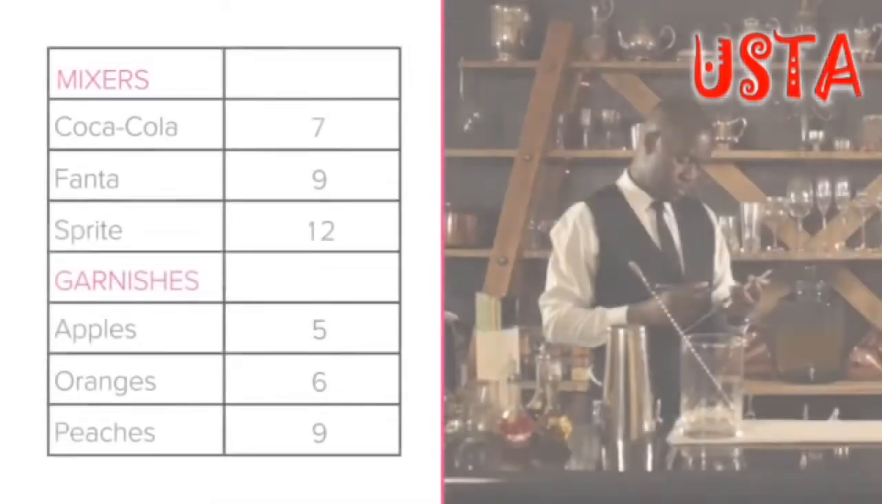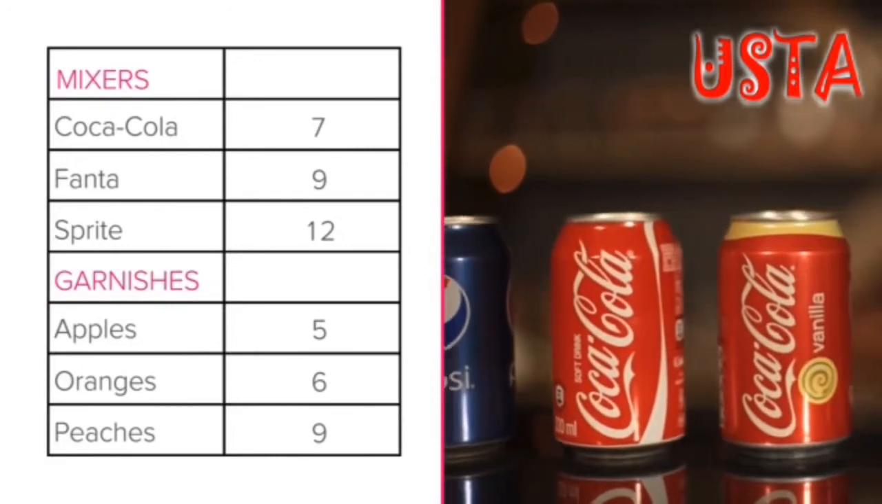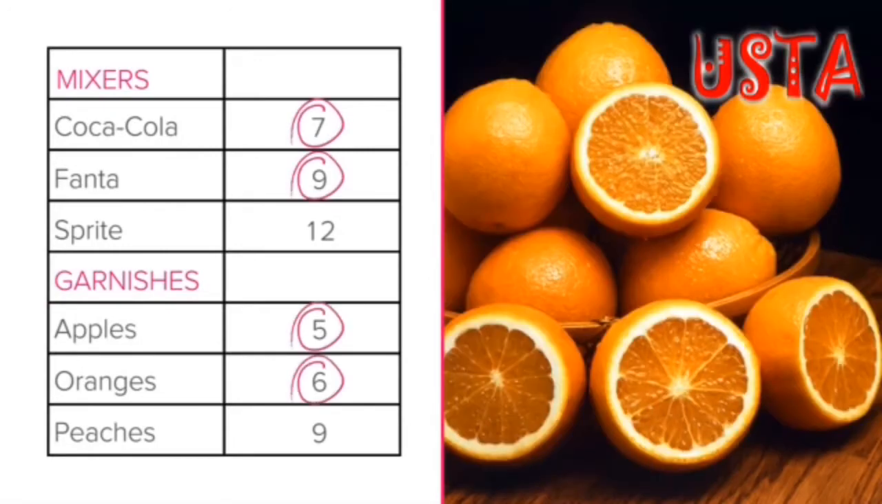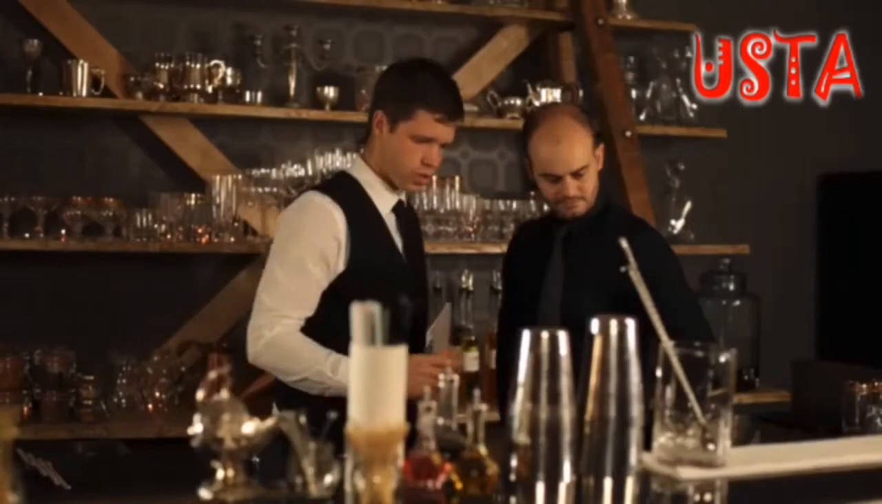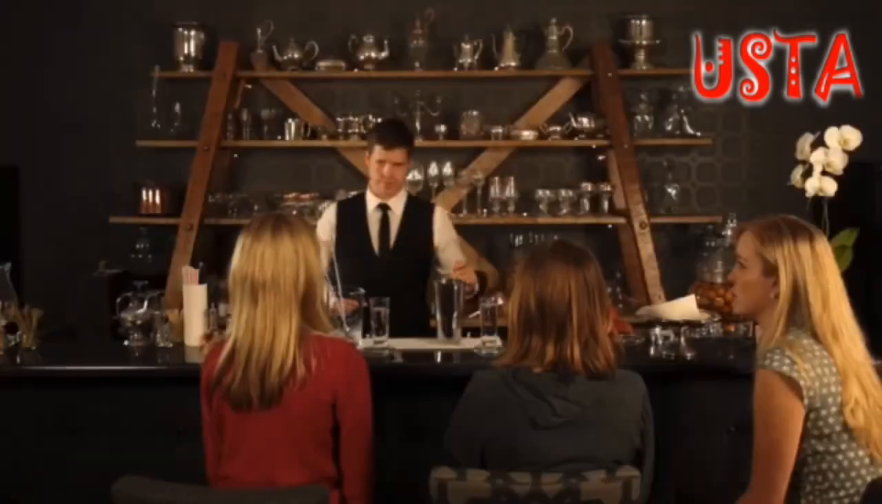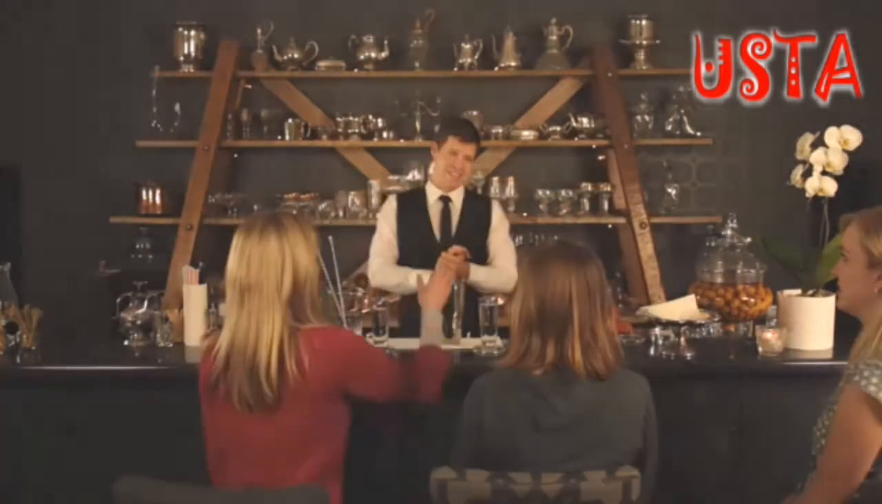According to our list, what are we going to have to order more of? Write down your answer quickly. You're right if you said we need to order more Coca-Colas, Fantas, apples, oranges, and peaches. With this knowledge, we can inform our manager what we need to order. If we don't do this, it is very likely that we'll run out of these items.